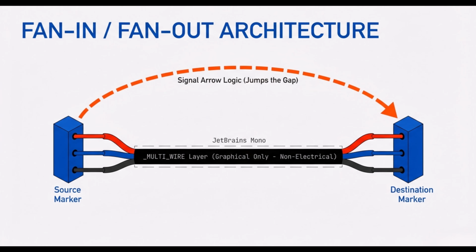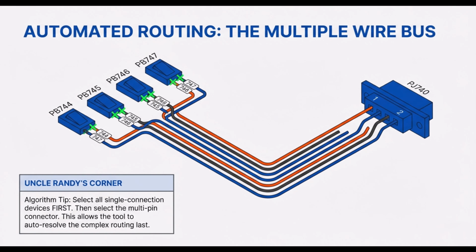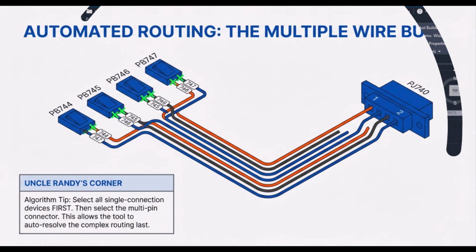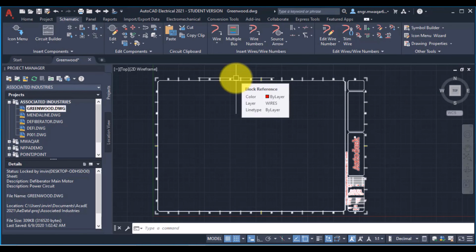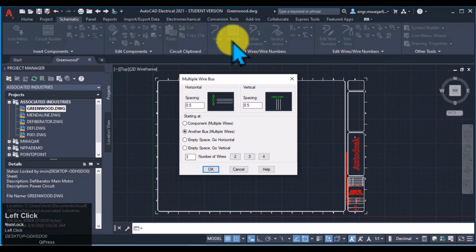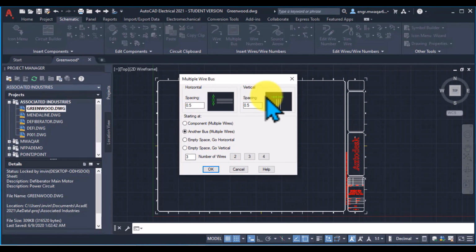Yes. That line is usually on a special layer called multi-wire. It's just a carrier. Think of it like a subway tunnel. The tunnel doesn't carry the people. The trains inside it do. Right. That line should never have wire numbers on it. Yeah. It's just a graphical placeholder. The actual logic jumps from the fan-in source directly to the fan-out destination. So if you try to tag that thick line, you're breaking the logic. You're essentially tagging the tunnel instead of the train. Yeah. It's meaningless data, and it breaks the association between the source and destination signals.